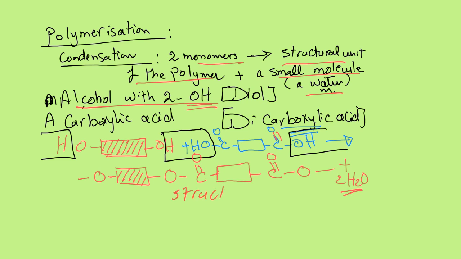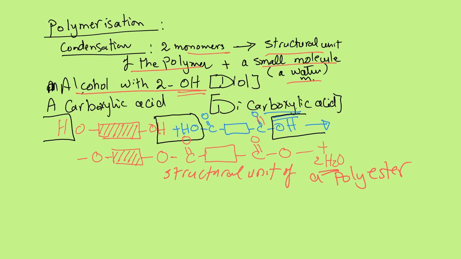So what do we call this? This is the structural unit of what? Of a polyester. Because if the same process of esterification is repeated so many times, you will have a polyester. If you are asked to write the formula of the polyester, you will write the same thing, but you just need to put an n.